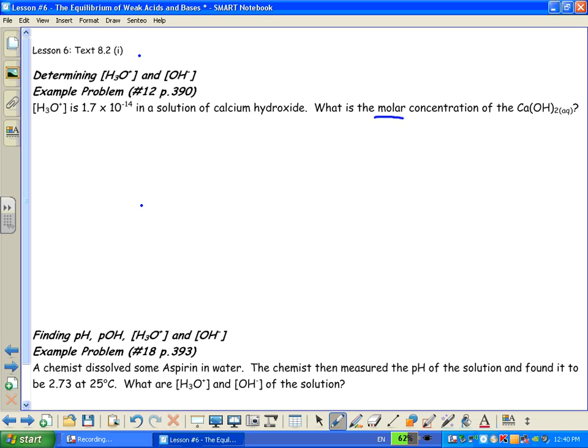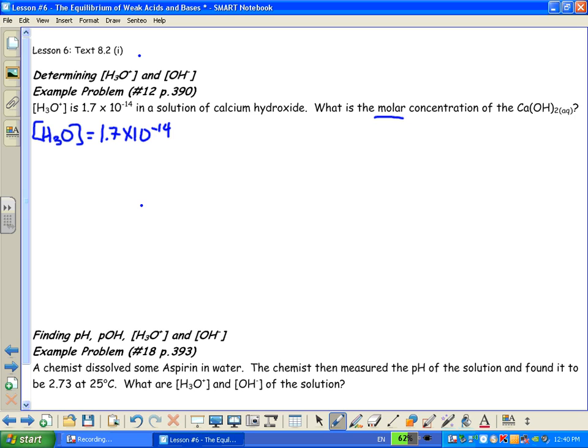Just remember that when you see the word molar, right, it just doesn't say what is the concentration. What is the molar concentration? So what is that concentration for 1 mole? Okay, keep that in mind while we go through this question. So let's just write what we have given. So we know, it seems redundant that I'm writing it right on below it, but the concentration of the hydronium ions is equal to 1.7 times 10 to the negative 14.